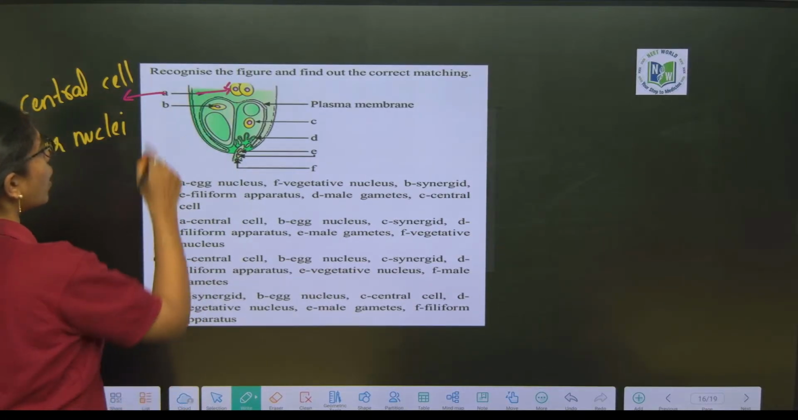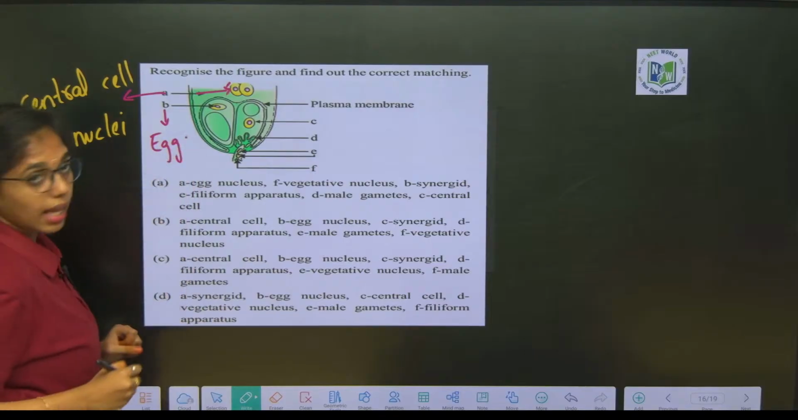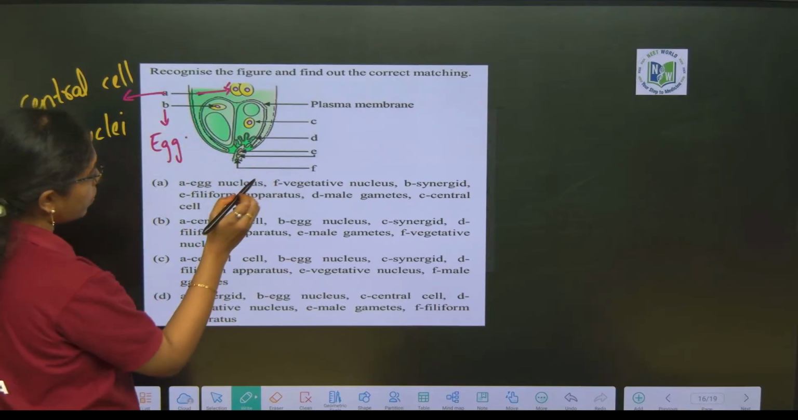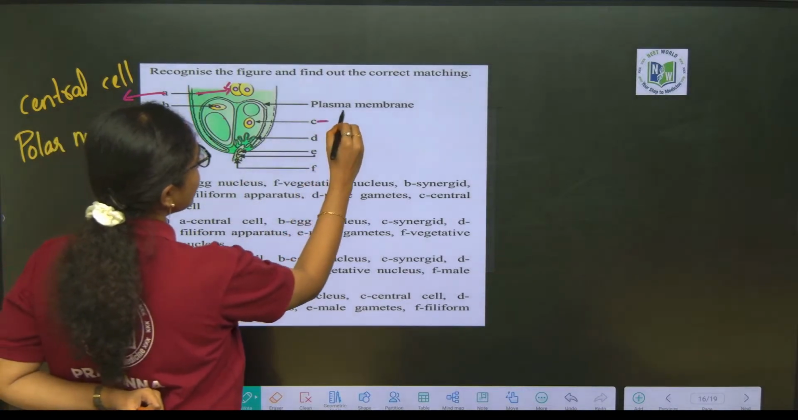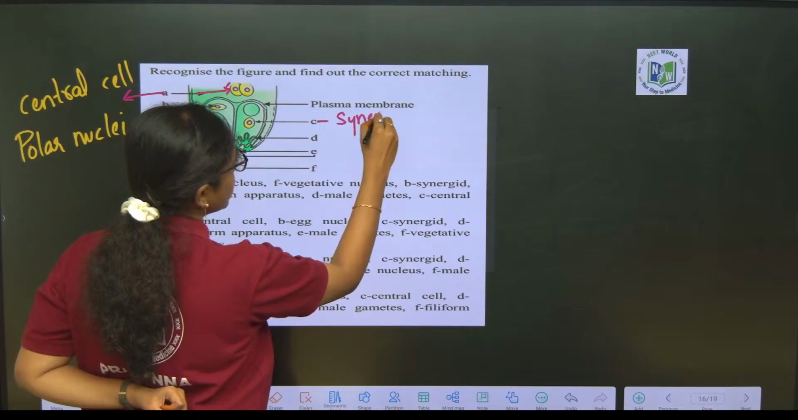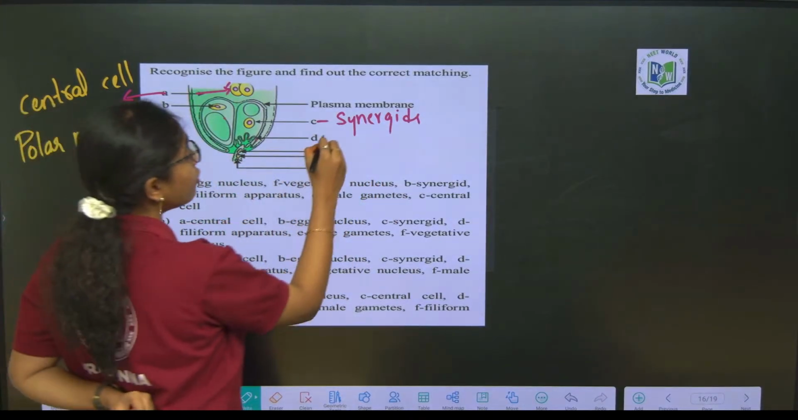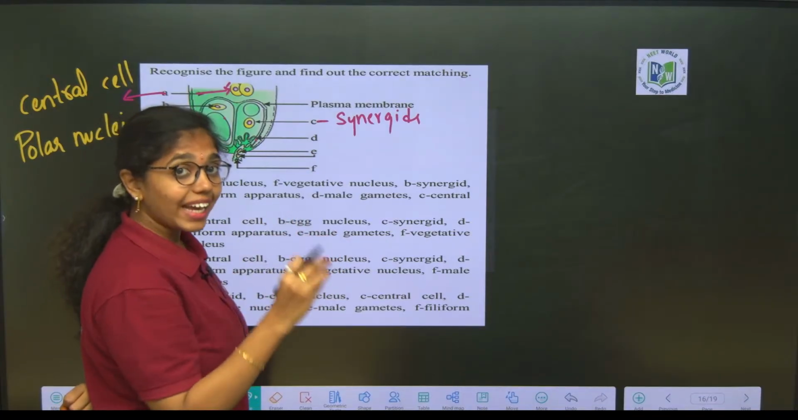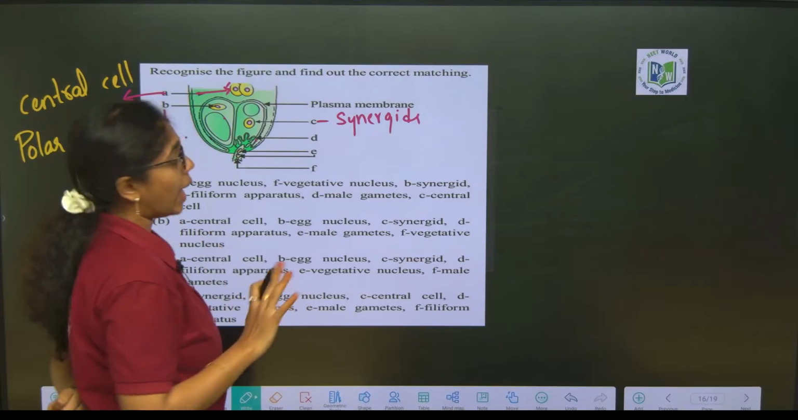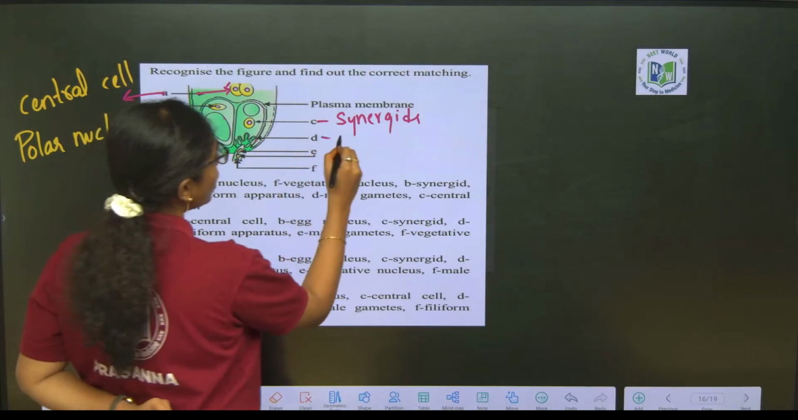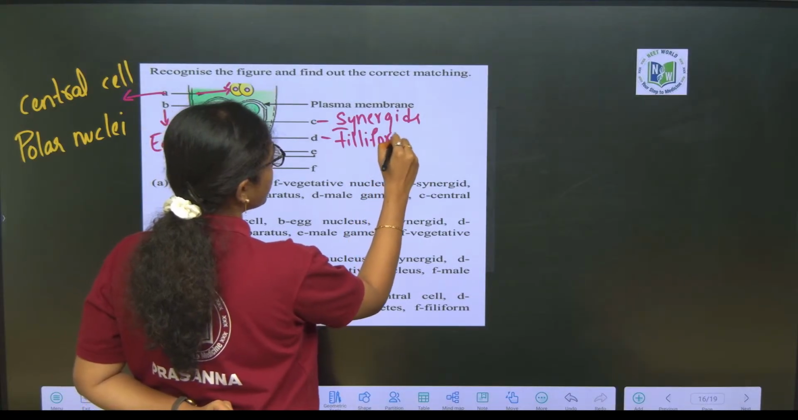And B is what here? B is the egg cell. Fine. And C is what? These are the synergids. Fine. D is what over here? Filiform apparatus, which will aid or help in the entry of the pollen tube into the embryo sac. So, D is the filiform apparatus.